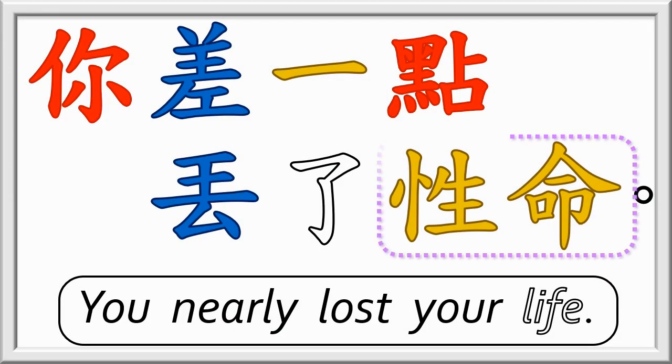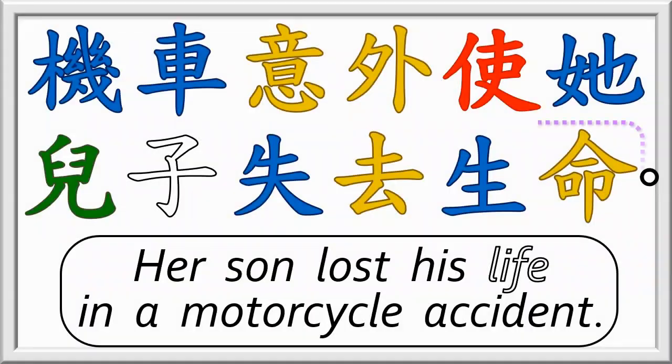你差一点丢了性命. You almost lost your life. 生命 is okay here too because your biological and your inborn tendencies would both be lost either way. 机车意外使他儿子失去生命. Her son lost his life in a motorcycle accident. 性命 would also fit because it's a loss of human life and every inner quality of that life.